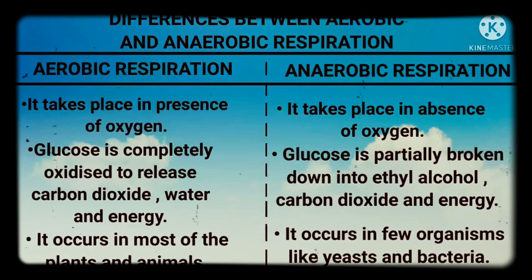Differences between aerobic and anaerobic respiration. Aerobic respiration takes place in presence of oxygen. Anaerobic respiration takes place in absence of oxygen. In aerobic respiration, glucose is completely oxidized to release carbon dioxide, water, and energy. In anaerobic respiration, glucose is partially broken down into ethyl alcohol, carbon dioxide, and energy. Aerobic respiration occurs in most plants and animals, whereas anaerobic respiration occurs in a few organisms like yeast and bacteria.